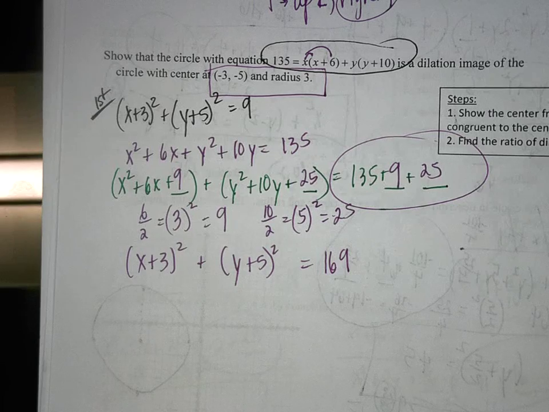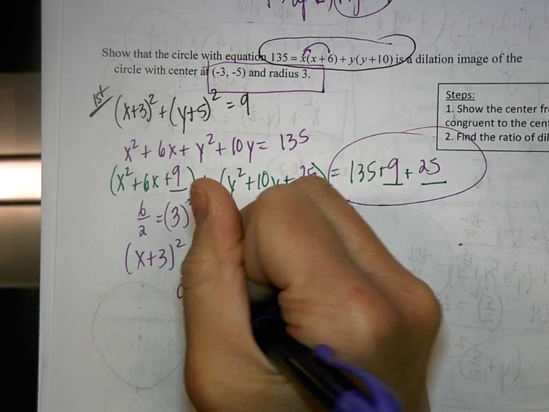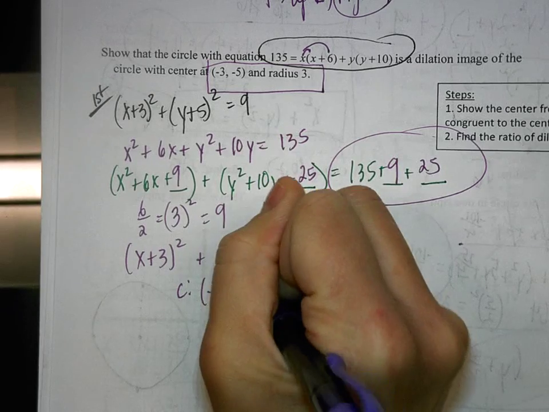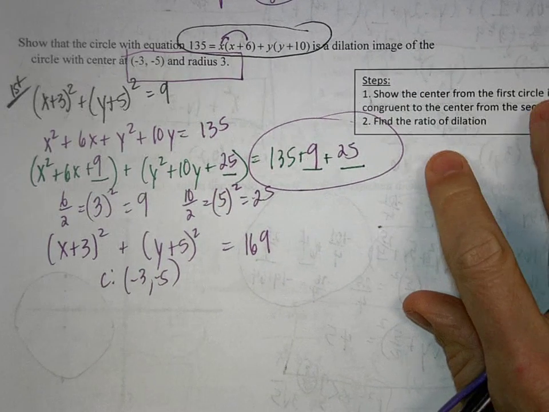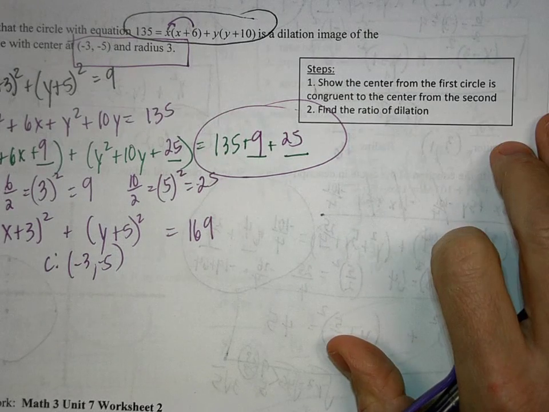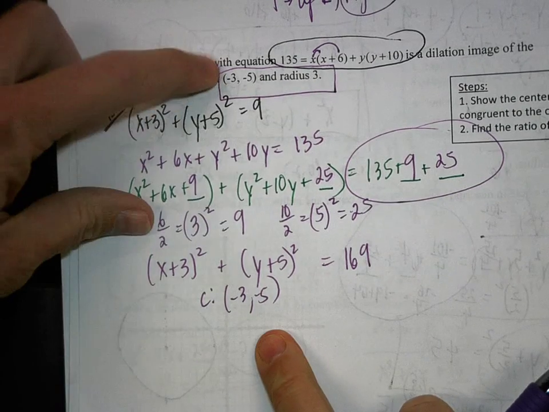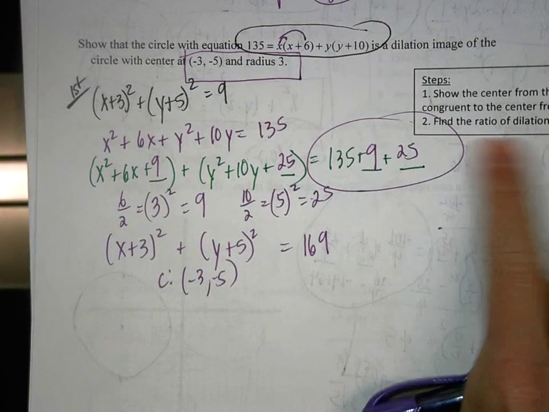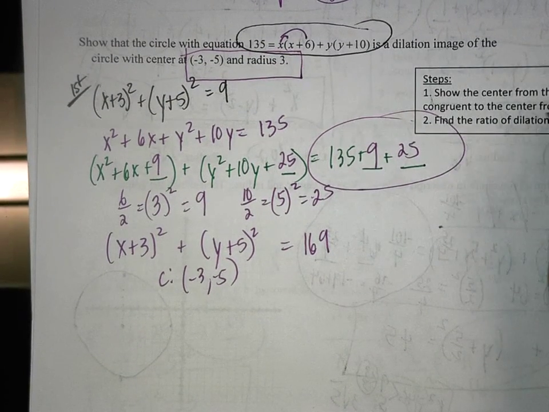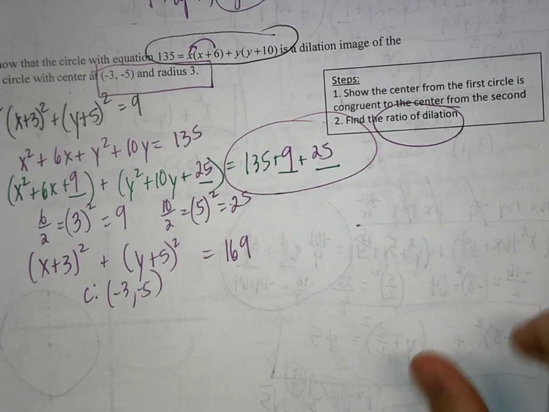Okay, so what is this center now? -3, -5. And so over here it says, show the center from the first circle is congruent to the center of the second circle. Did we show that? Are these centers the same? Yes. Okay, good. Step 2, find the ratio of dilation. What does dilation mean? Making it bigger or smaller. Good. You guys remember this.